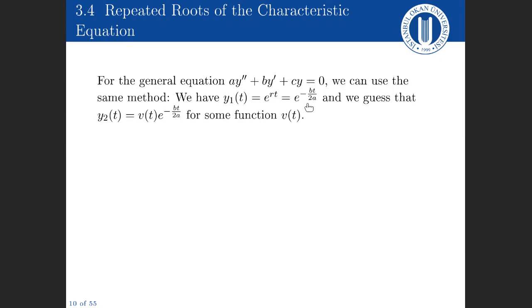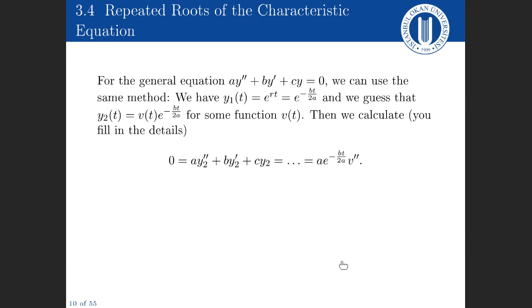We know one solution, e to the power minus bt over 2a, and then we're going to guess that the second solution is some function v(t) multiplied by y1. I'm going to differentiate this 2 times and then put into the differential equation. I'm going to leave this for you to do. You fill in the gaps here. I'm not going to go through all of the details.